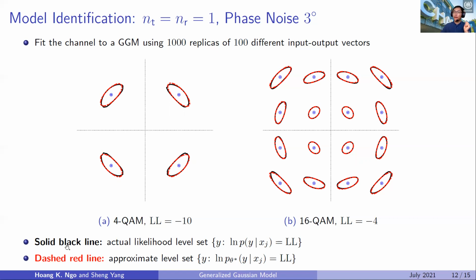So the solid black line is the actual likelihood level set computed with the true PDF of the channel. The dashed red line is the approximate level set computed with the identified model. And we see that the two sets are almost on top of each other, so they match very well. And this shows that we can use our generalized Gaussian model to characterize this channel very well.